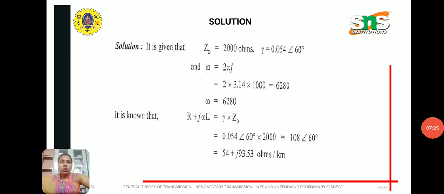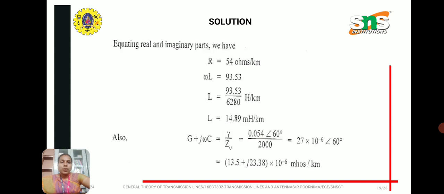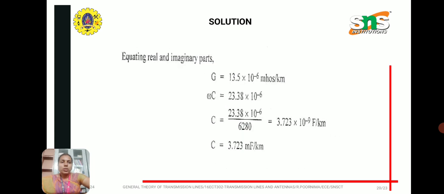This can be solved using the previous relation, that is omega equal to 2 pi f. Using the frequency value we get omega, and then we have seen the relation between the primary and secondary parameters. So we get R plus j omega L, and by substituting the omega value we get the value of L. Similarly for G plus j omega C, we substitute the omega value and calculate the G and C values.